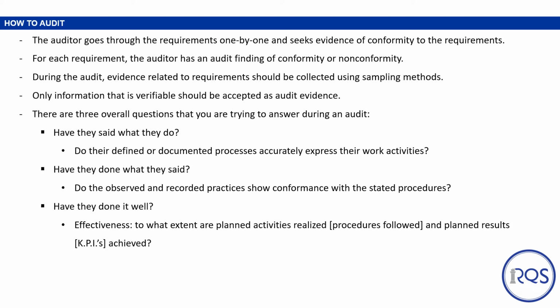There are 3 overall questions that you are trying to answer during an audit. First is, have they said what they do? This means, do their defined or documented processes accurately express their work activities? Next, have they done what they said? This means, do the observed and recorded practices show conformance with the stated procedures? And then lastly, have they done it well? And this is also related to effectiveness. To what extent are planned activities realized or procedures followed and planned results achieved?